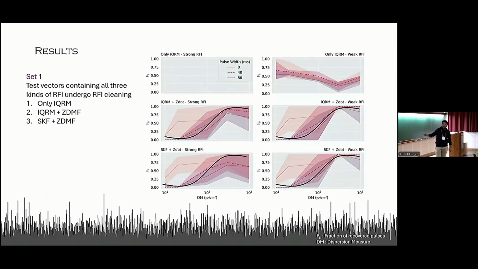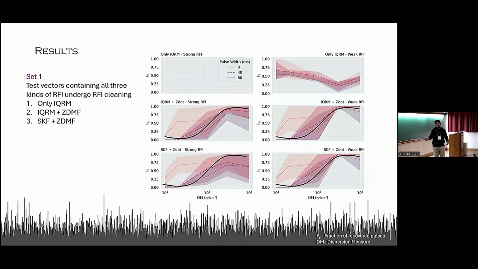When using zero DM matched filtering, also called Z-dot, we get mostly everything back in both cases, whenever we use SKF and ZDMF. But you can see there's a pattern that all of these follow. Whenever Z-dot is applied, you're going to lose some of the pulses, and it's very systematic.